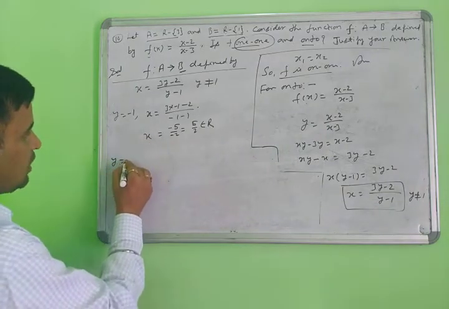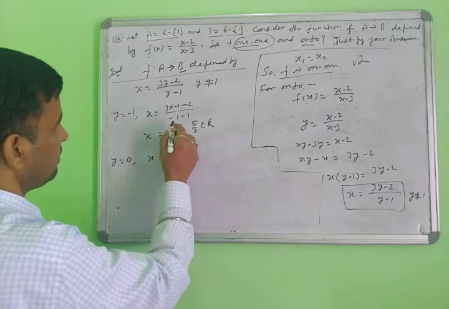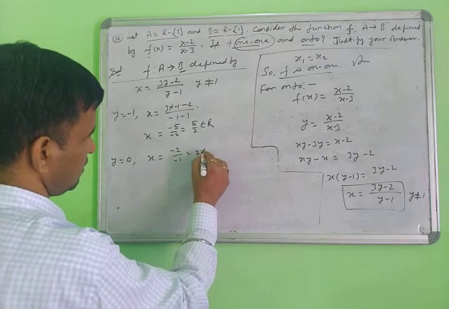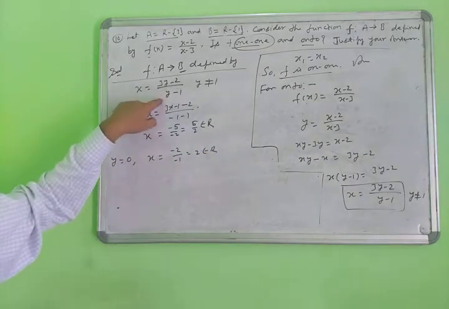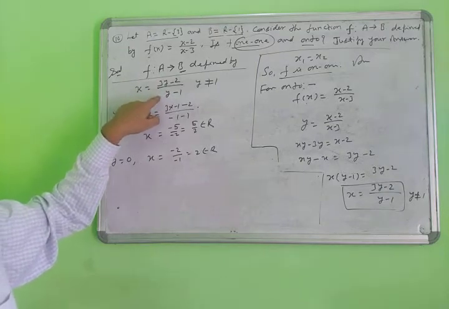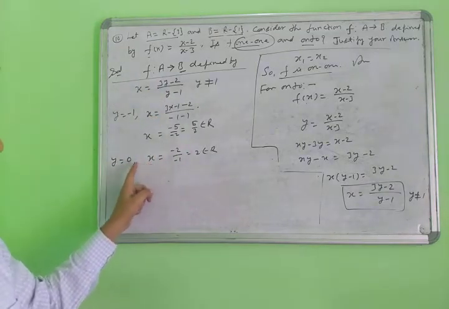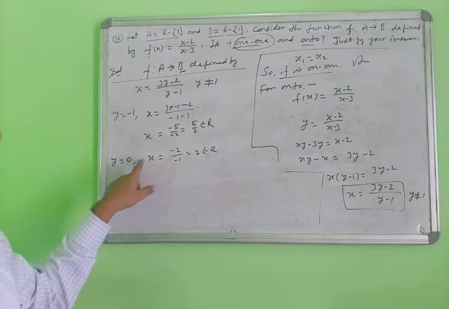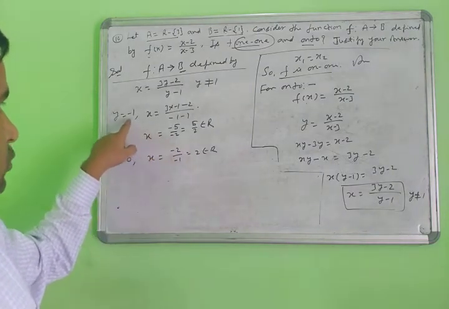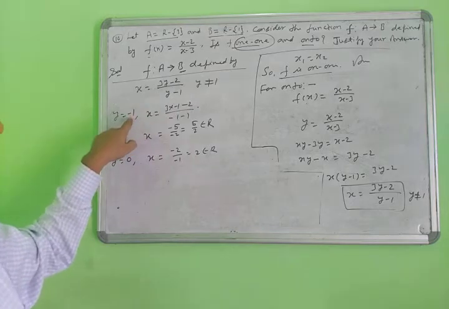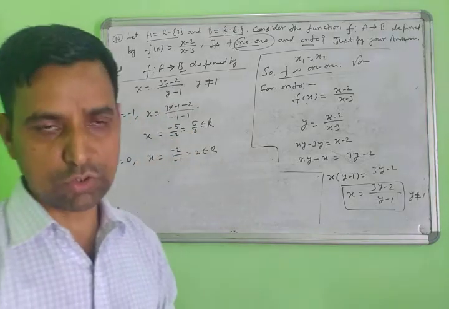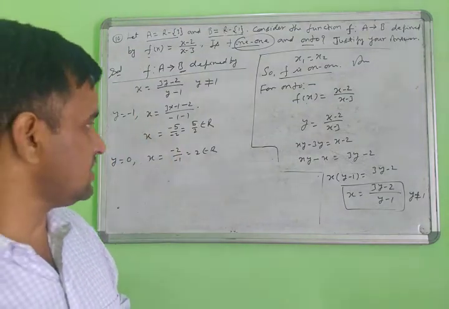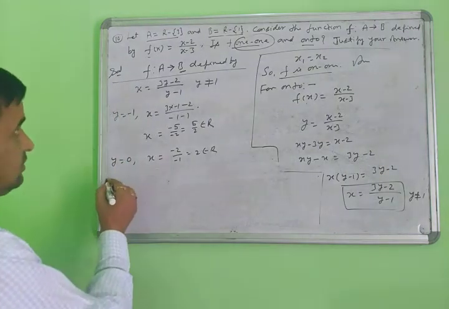Suppose you are putting the value y equal to 0. Then minus 2 upon minus 1 is 2, and this also belongs here. So suppose you are putting any real number value here, it will have a unique pre-image in the domain. Why are you putting 0? Because y is a codomain element. The image of this 0 here is plus 2. Suppose you are putting minus 1 here, what is the image of minus 1? 5 by 2. It means every element of the codomain has a pre-image in the domain. So you can say f is one-one.